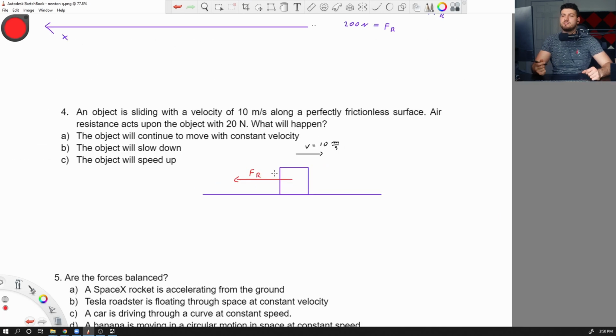So let's say air resistance goes like here, FR. Now, let's think. Are the forces balanced? In this case, we have only one force, right? The air resistance, and nothing else actually. Because of that, this force is unbalanced. So for sure, we know that the first Newton's law does not apply in here. We are not at rest, we are not moving with constant velocity. Now, will it slow down or speed up? Because the force is acting against the velocity, it will slow down. The object will go slower and slower until it reaches a full stop.